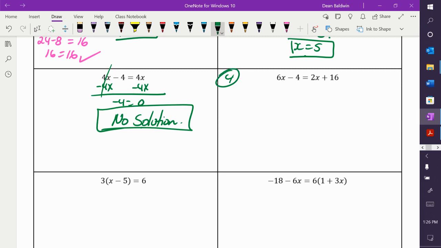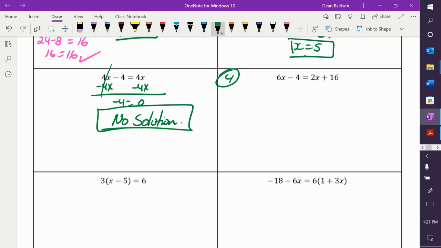6x minus 4 equals 2x plus 16. So, are there brackets? No. Are there like terms on the left side? No. Are there like terms on the right side? Okay, so now what do we need to do? Sort them. You got to pick a side to put all your x's on, and you got to pick a side to put all your numbers on. What side do you want the x's to go to? X's left, numbers right.